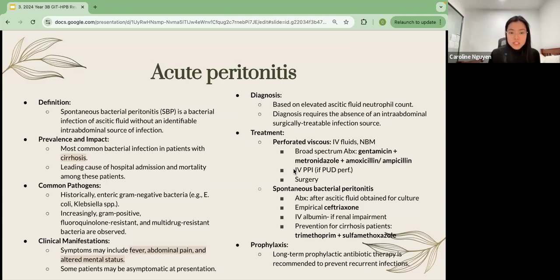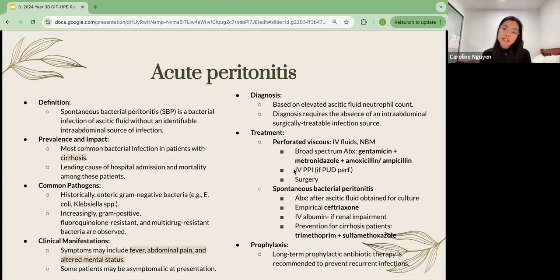Common pathogens are gram-negative bacteria, but now increasingly gram-positive, and it actually says multi-drug resistant bacteria. For clinical manifestations, we've got peritonism signs, so fever, abdominal pain, sometimes even altered mental status because of the inflammation, sometimes because of hypotension, or the sepsis can cause people to lose consciousness.